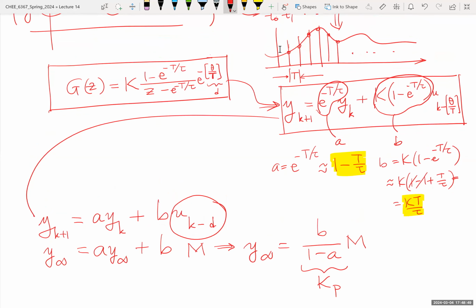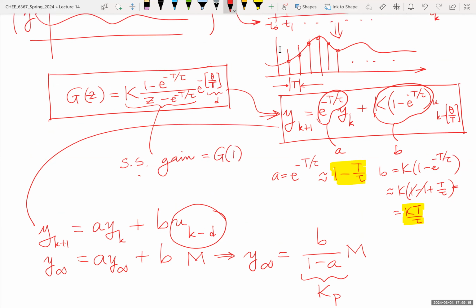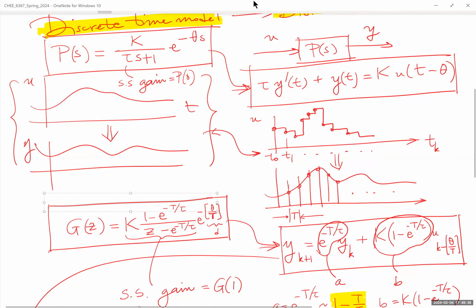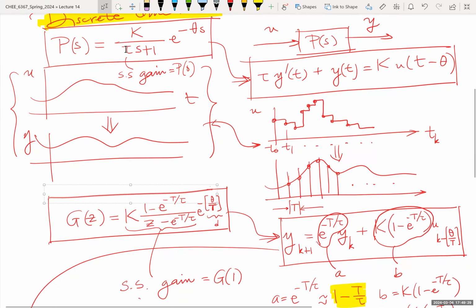Here's another quick shortcut. I can get steady state gains quickly from this equation here. Steady state gain is G at 1. Remember, for continuous time systems, the steady state gain is equal to P at S equal to 0. You put S equal to 0, you just get the K. Okay, this is just K.